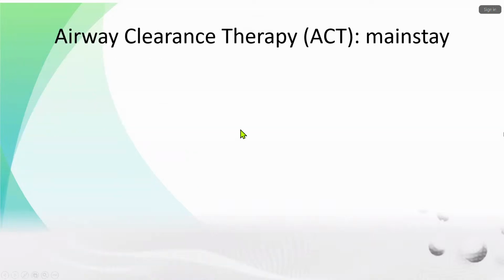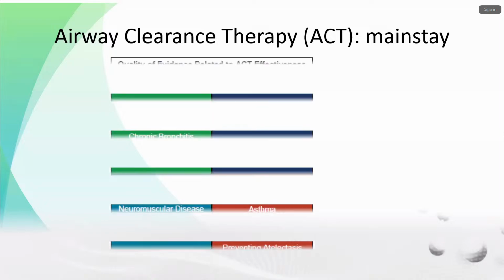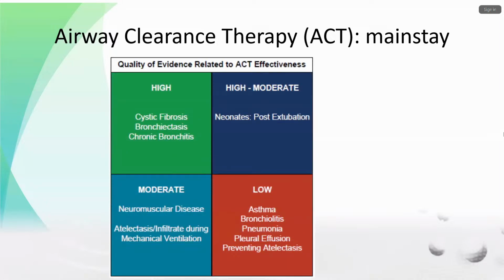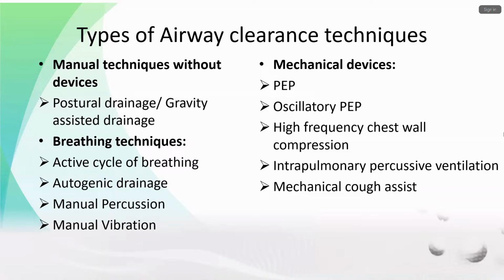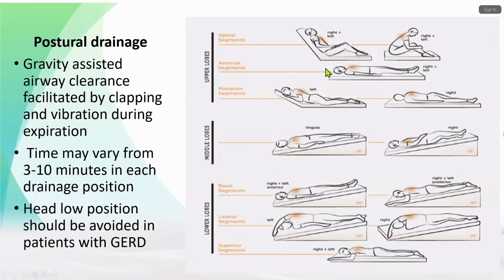So the other mainstay of treatment is airway clearance therapy, and there is sufficient evidence that airway clearance improves the outcome, but it remains neglected. So what are the types of airway clearance technique? Manual technique, breathing technique, and mechanical devices.